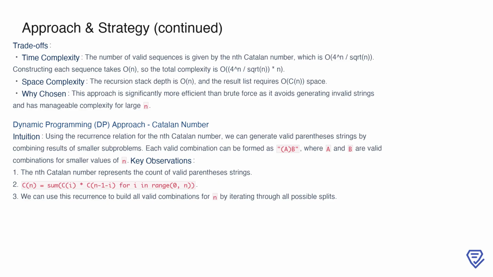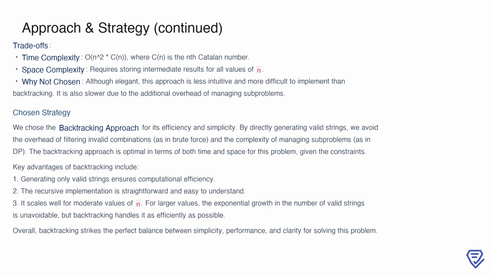We also briefly explored a dynamic programming strategy that leverages the recurrence relation for Catalan numbers. This method involves breaking the problem into smaller subproblems, where each valid combination can be formed as (a)b, with a and b being valid combinations for smaller values of n. While this is mathematically elegant, it introduces additional overhead in managing subproblems and is less intuitive to implement compared to backtracking. Ultimately, we chose the backtracking approach as the optimal strategy for solving this problem. It strikes the perfect balance between simplicity, efficiency, and clarity.